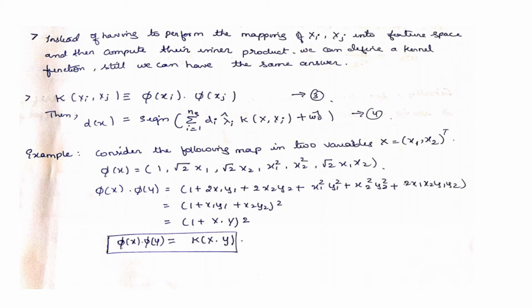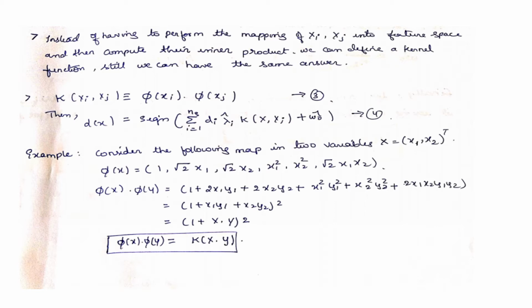To explain this, let us consider a simple example. Consider the following map of two variables. Say the input vector has two variables, x1 and x2. We can denote the mapper as phi of x equal to 1 comma root 2 x1 comma root 2 x2 comma x1 square comma x2 square comma root 2 x1 x2.